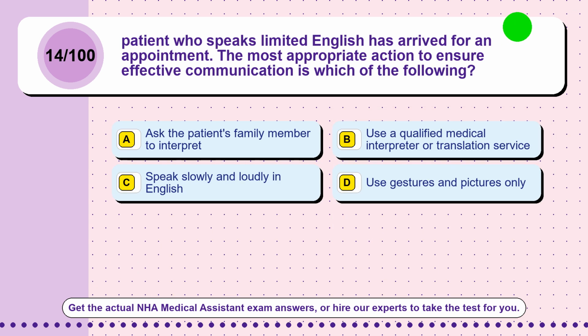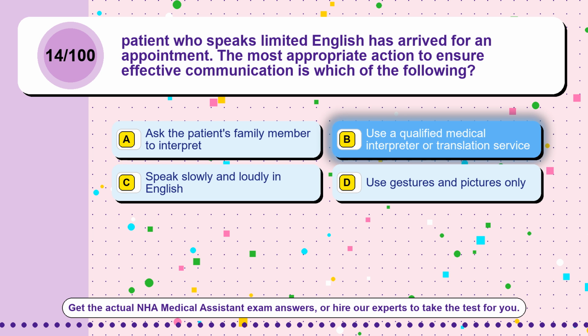Question 14. A patient who speaks limited English has arrived for an appointment. The most appropriate action to ensure effective communication is which of the following? Option A. Ask the patient's family member to interpret. Option B. Use a qualified medical interpreter or translation service. Option C. Speak slowly and loudly in English. Option D. Use gestures and pictures only. The correct answer is option B.